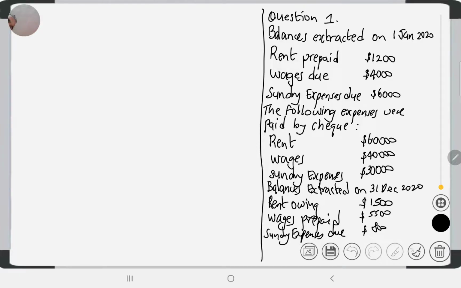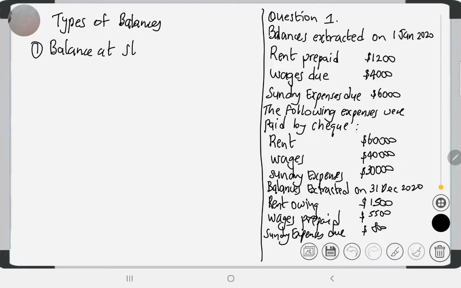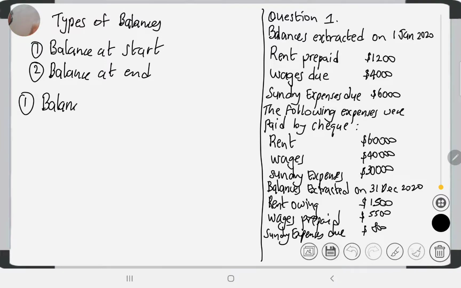Types of balances. We have number one, balance at start, and we have number two, balance at end. We write down number one, balance at start.